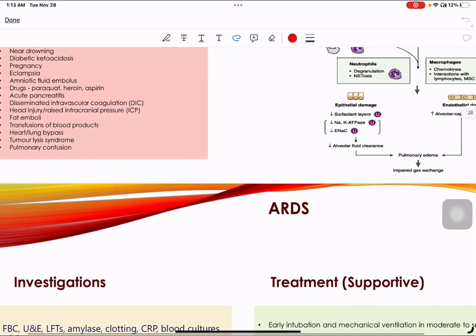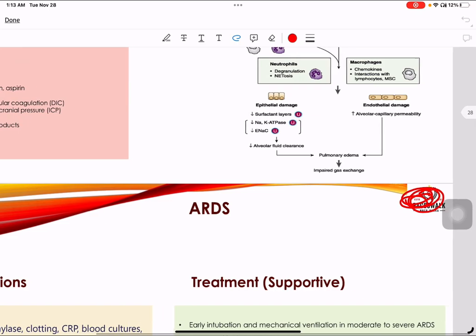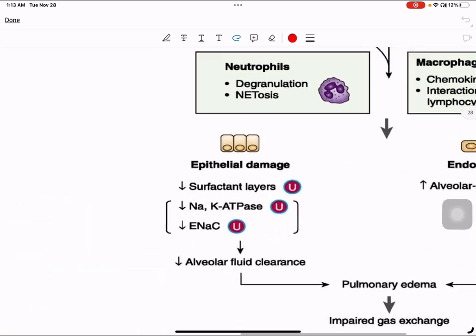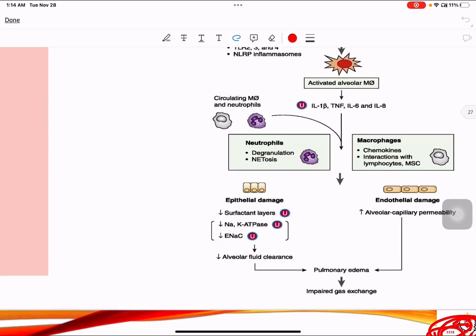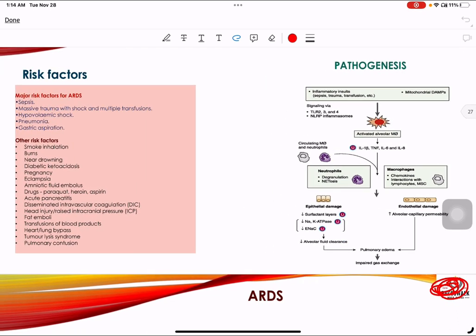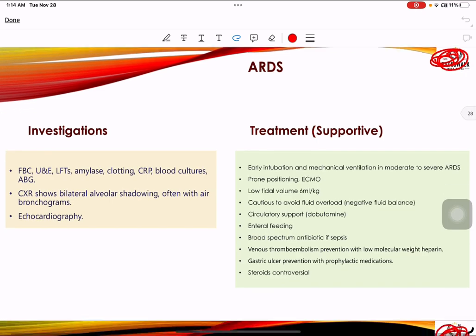So there is a definite pathology here for how acute respiratory distress syndrome occurs. It is due to protein leakage. There will be inflammation and protein leakage into the alveolar space, and the patient will have a hard lung, leading to impairment of oxygenation. So the lung will be hard due to protein leakage, obviously due to an inflammatory process, leading to acute respiratory distress syndrome.